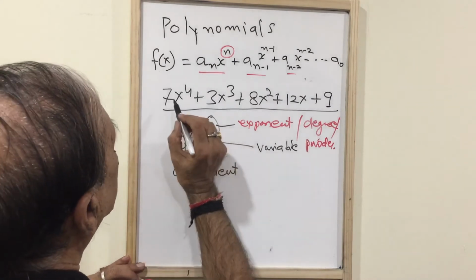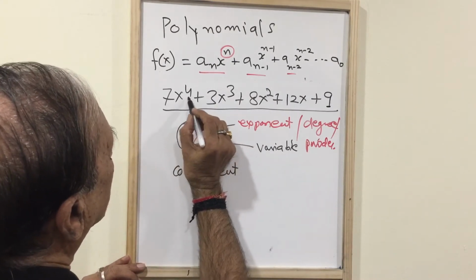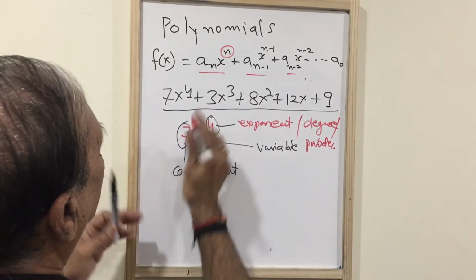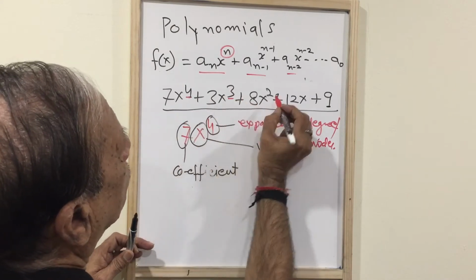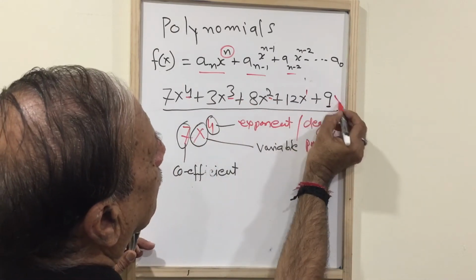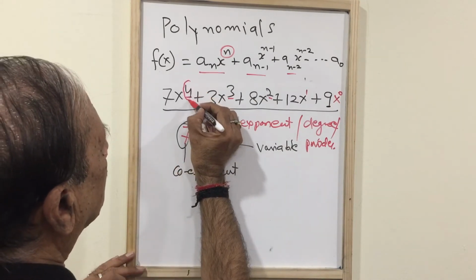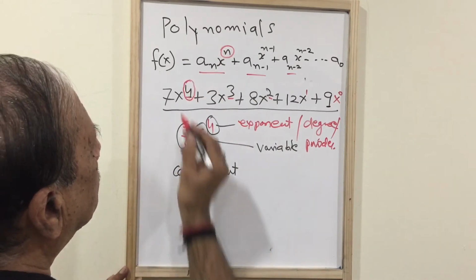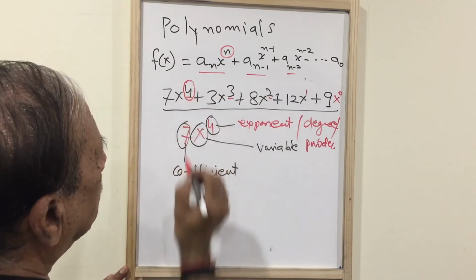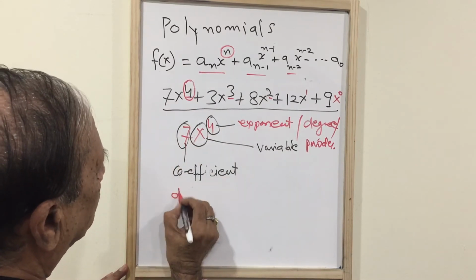So we can say, see over here, this x has got 4 power, and this x cube, this x square, this x to the power 1. Here we say it's x to the power 0. So 4 is the maximum power in this polynomial. So the degree of this polynomial is 4.